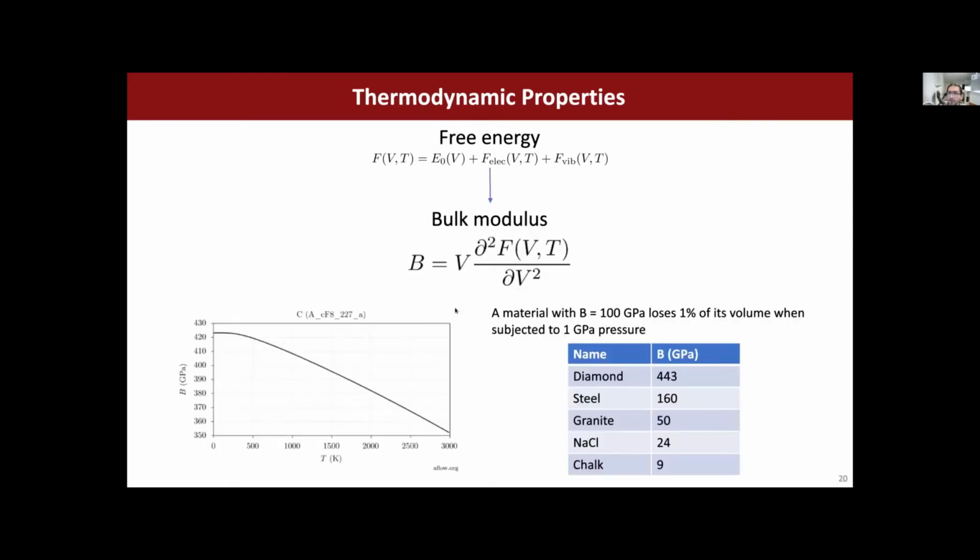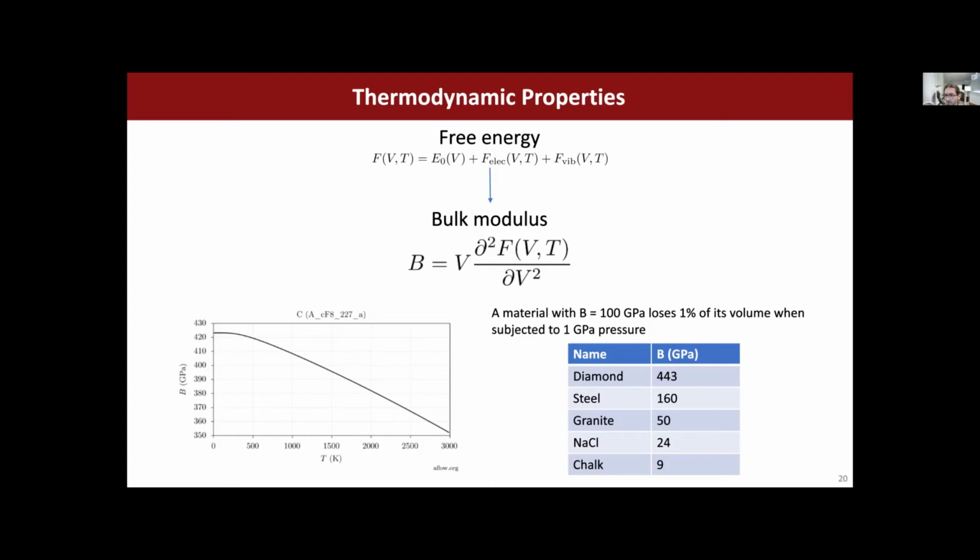Next property you can get, and usually get it from the fit or by taking a second derivative of free energy by volume, is the bulk modulus. To give you a rule of thumb for what bulk modulus means: if you have a bulk modulus of 100 GPa, it means that your solid will lose 1% of its volume when it is subjected to 1 GPa pressure. So bulk modulus gives you an idea how stiff your material is.